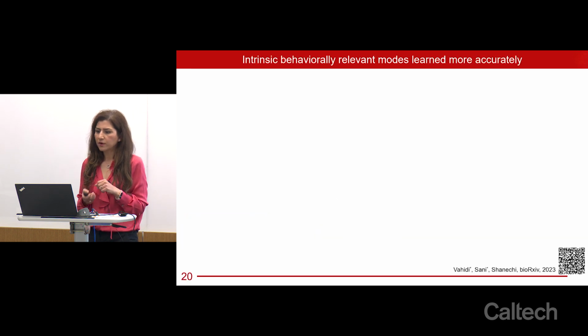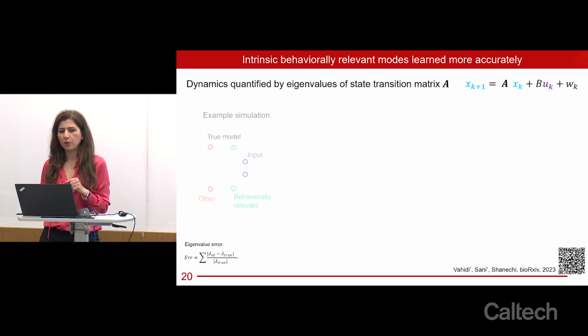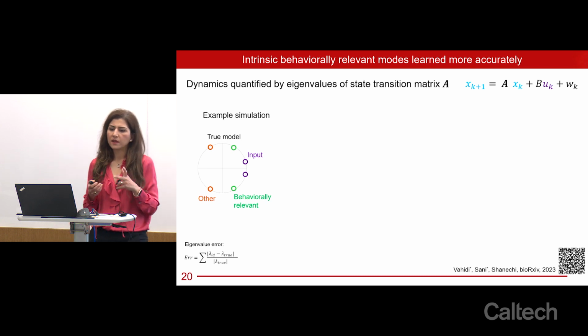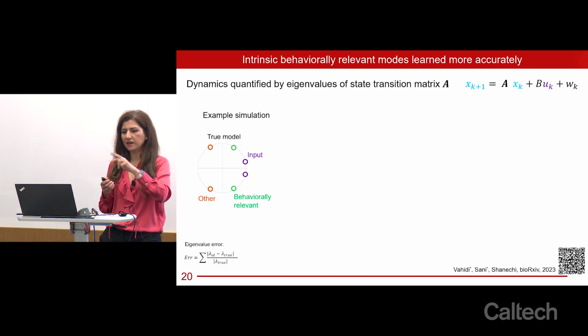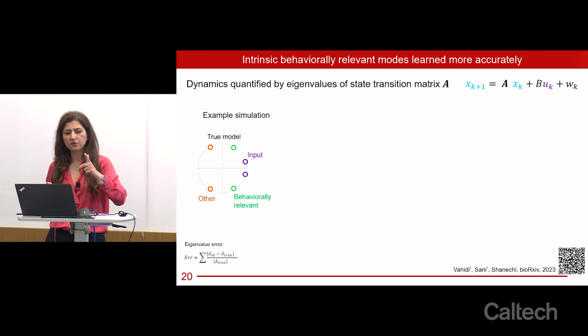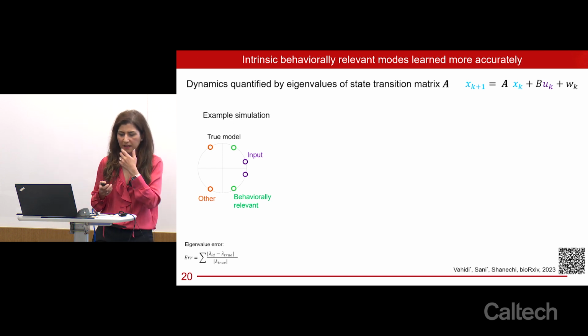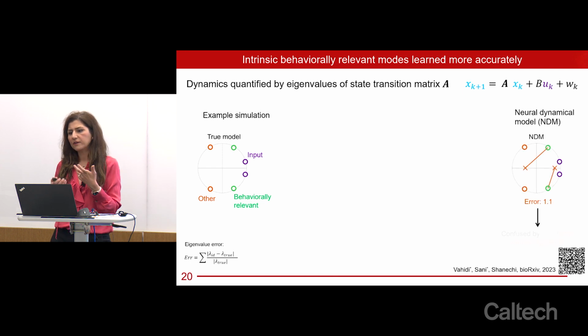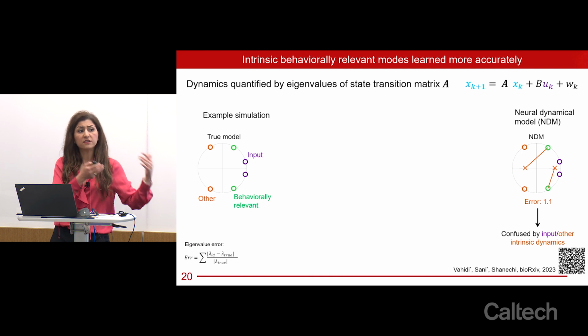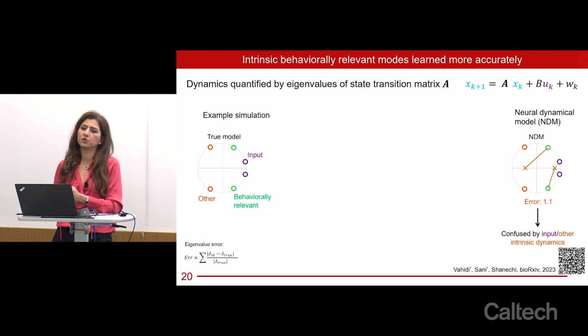So first, let's look at numerical simulations. We simulated a system that had two behaviorally relevant states or eigenvalues, two other states, and then an input that had two eigenmodes or eigenvalues. So we first fit the neural dynamical model. Again, this model doesn't take into account input nor behavior. And you can see that the eigenvalues it finds are, of course, confused both by the behaviorally irrelevant dynamics as well as input dynamics. Then we added PSID.